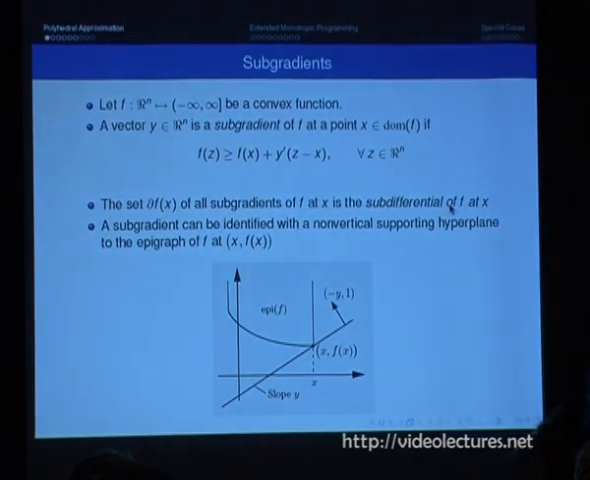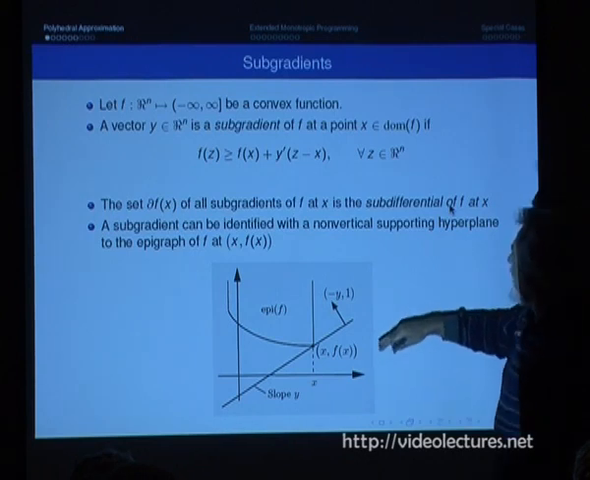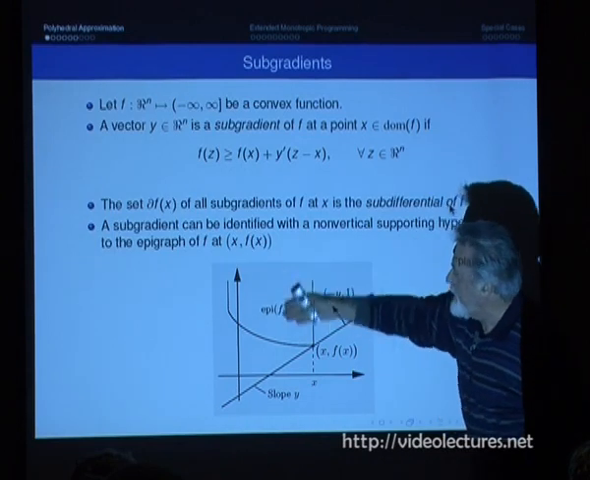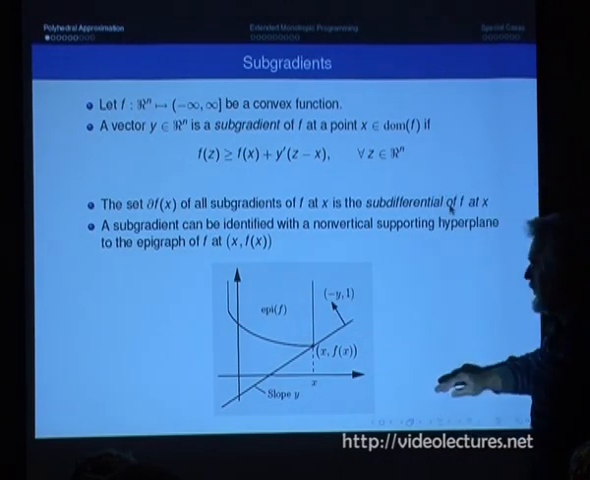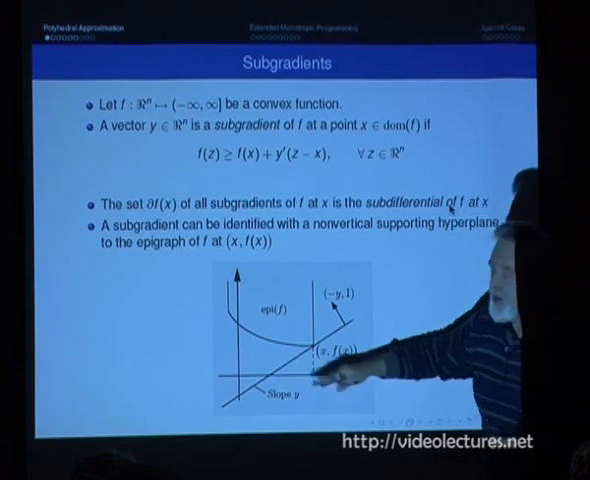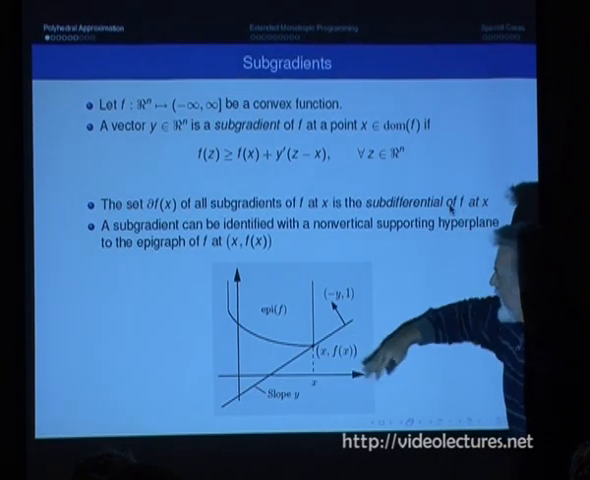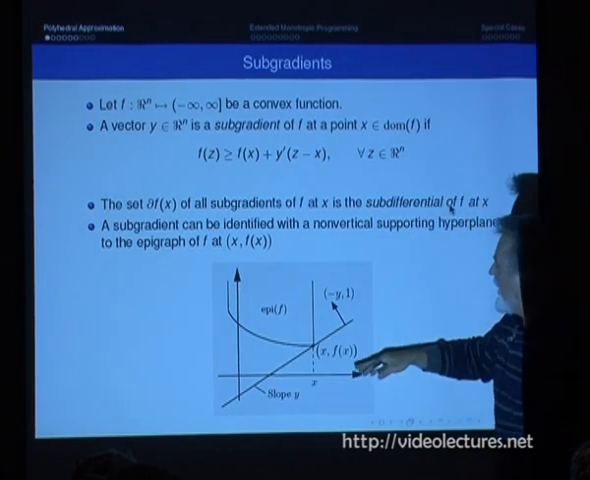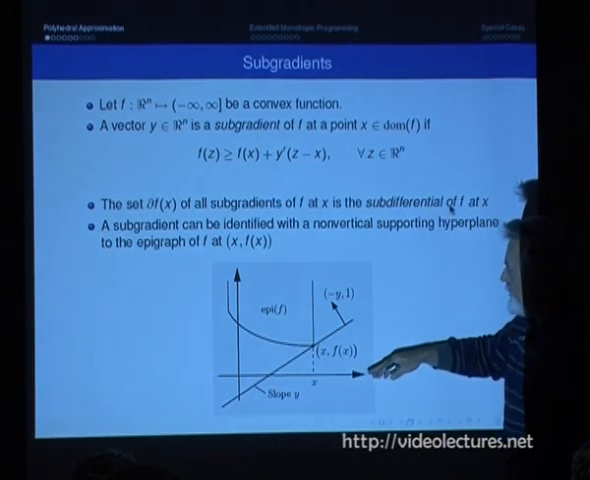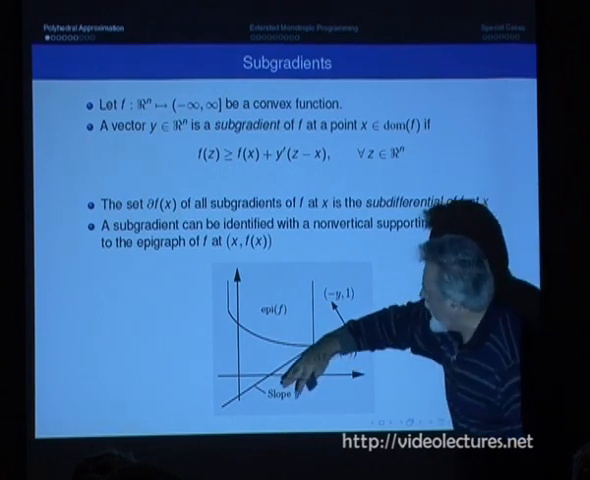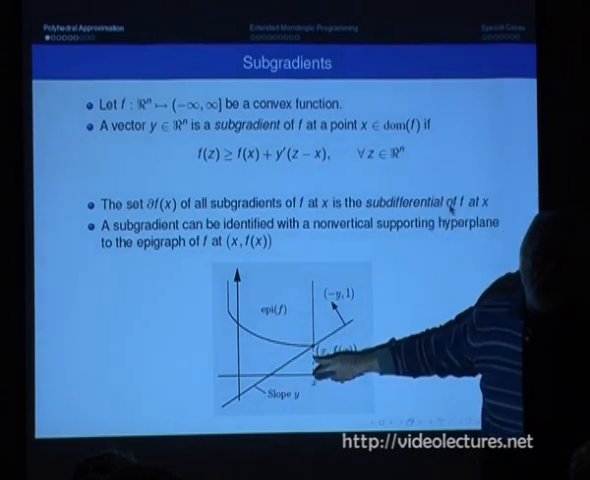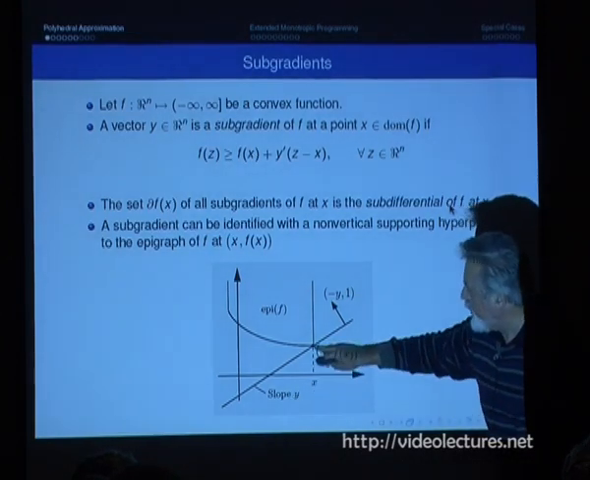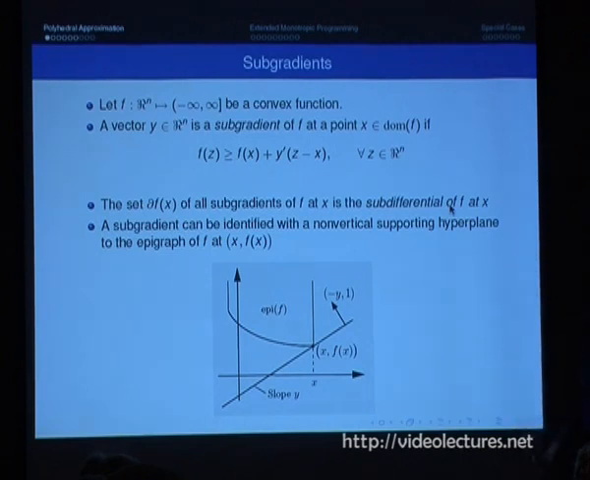And the graphical interpretation is that a subgradient can be identified with a non-vertical supporting hyperplane to the epigraph of these convex functions. So you have a slope y, I call them slopes, even though they are subgradients, and you fit a hyperplane with that slope to the epigraph, and any slope like this is a subgradient at the corresponding point of contact. Okay? So the subgradient y is a subgradient at the point x where the hyperplane touches the epigraph.